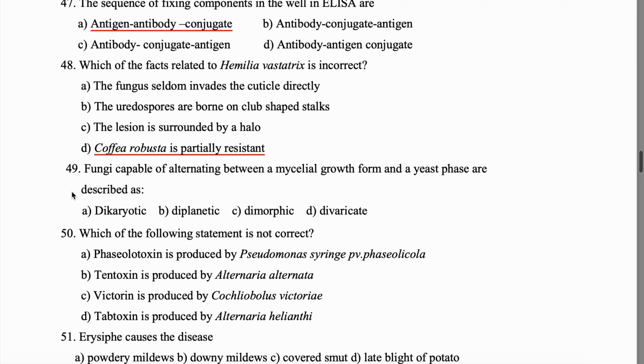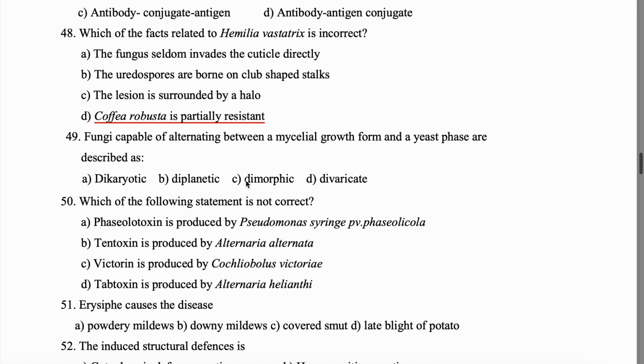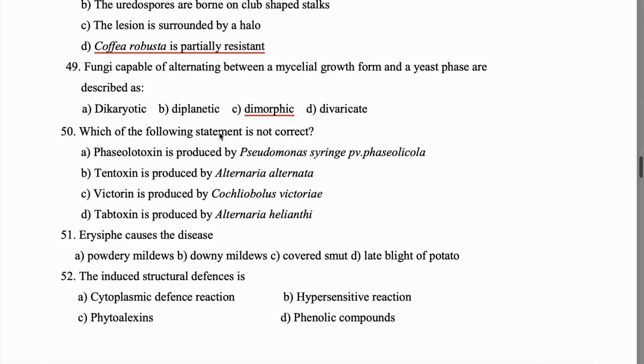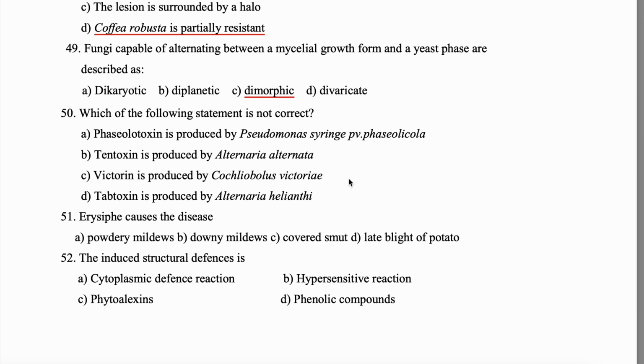Question 49. Fungi capable of altering between a mycelial growth form and a yeast phase are described as dimorphic. Question 50. Which of the following statements is not correct? Okay, we'll go one by one again. Option A, that is phaseolotoxin is produced by Pseudomonas syringae pv. phaseolicola. That is correct. PV is the pathovar, okay? This is what we use in the case of bacteria.